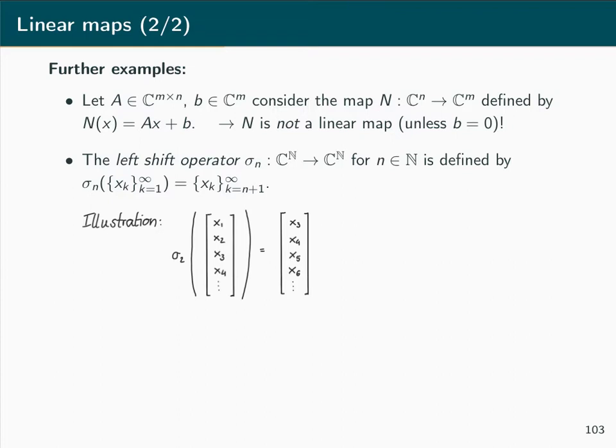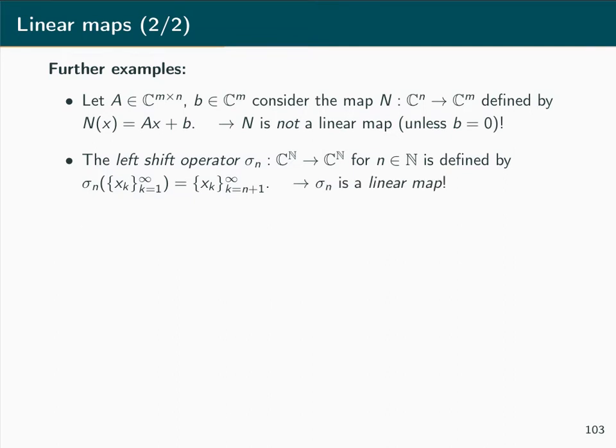As you can easily check, if we put the sum of two sequences into the left shift operator, the output will be the sum of the two shifted sequences. Moreover, if we multiply this sequence by a scalar alpha, what we get is the alpha multiple of the shifted sequence. So therefore, the left shift operator sigma n is indeed a linear map according to definition 6.1.